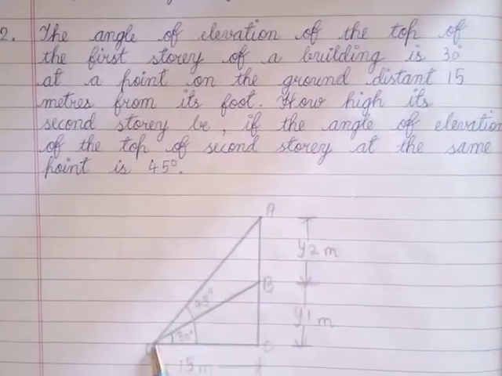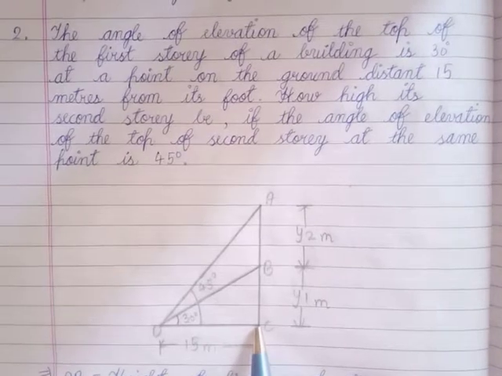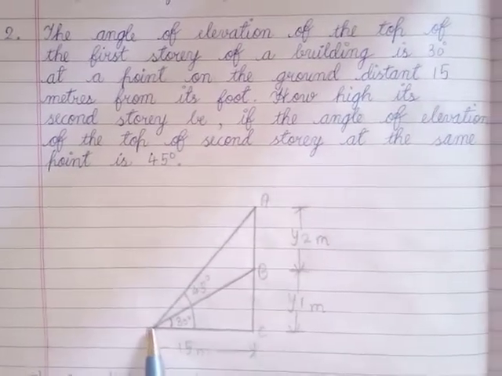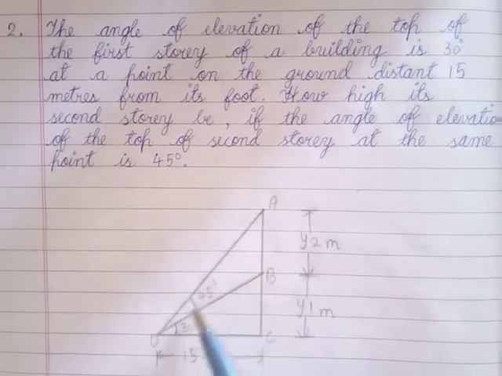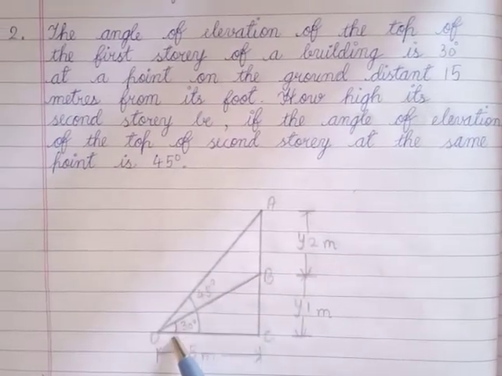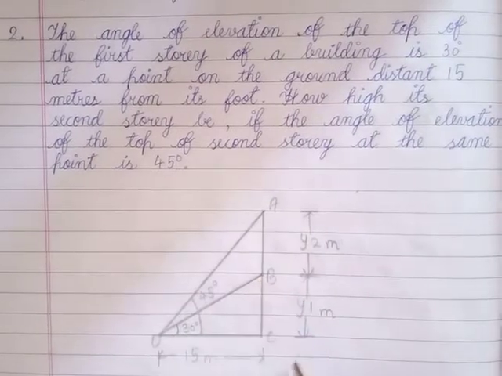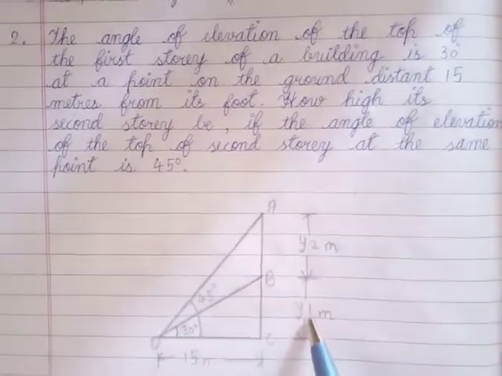So 15 meters from the foot, C is the foot of the tower, D is the point on the ground. The first story makes an angle of elevation of 30 degrees. So this is 30 degrees. Okay, 30 degrees. So this will be y1.